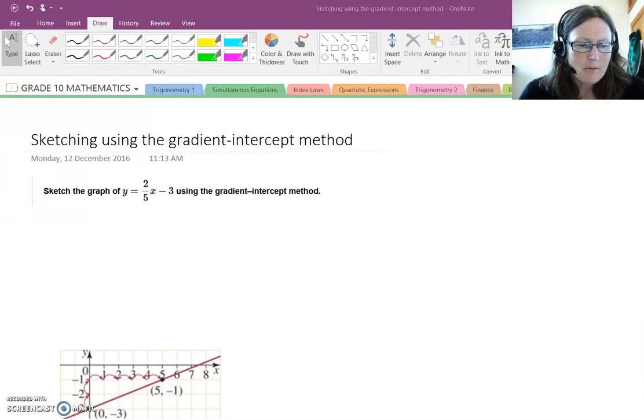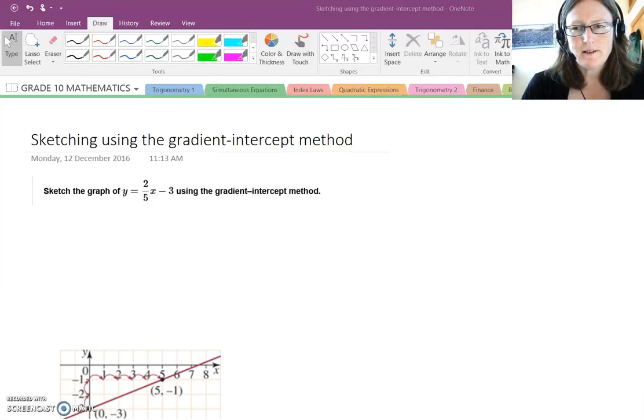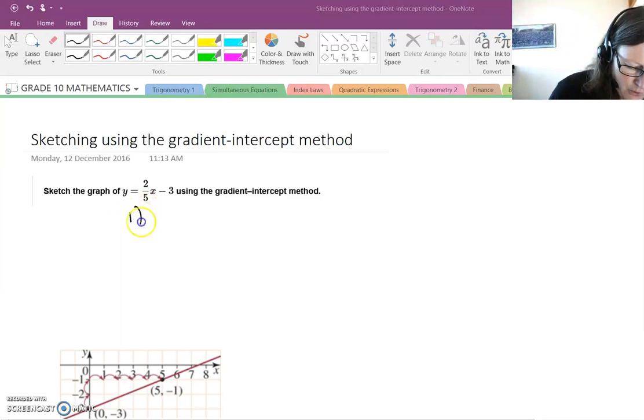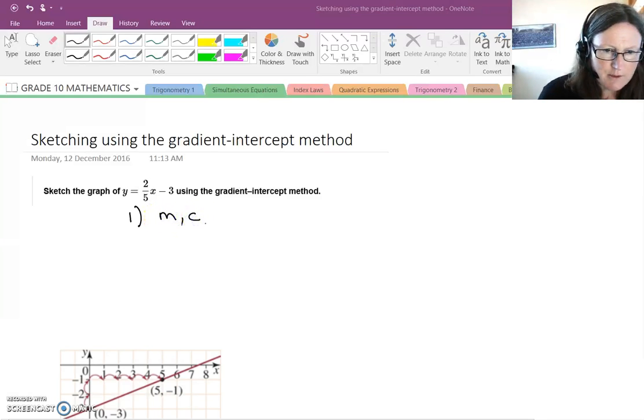Okay, the second method for sketching a straight line is the gradient intercept method, and I personally think this is the easier method of the two. So if it wasn't specified to me how I had to sketch my straight line, I'd probably use this method. The first step is to work out the gradient and the y-intercept.